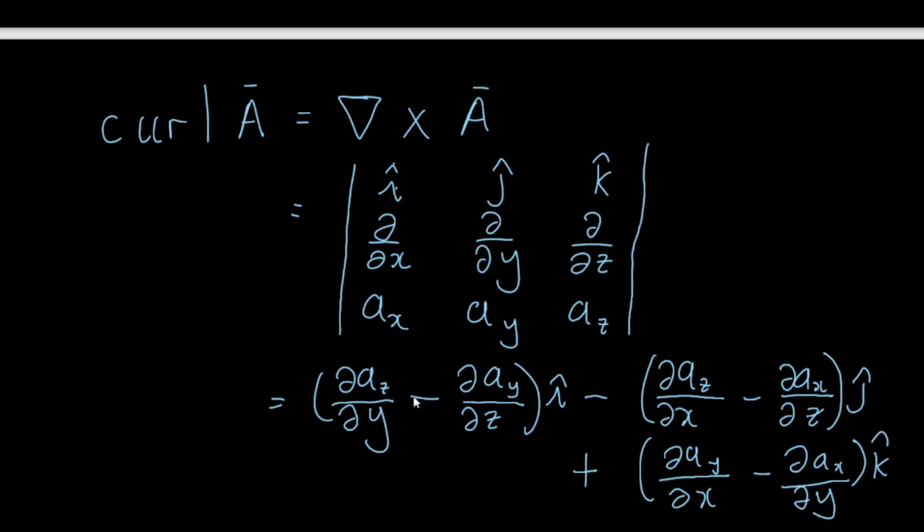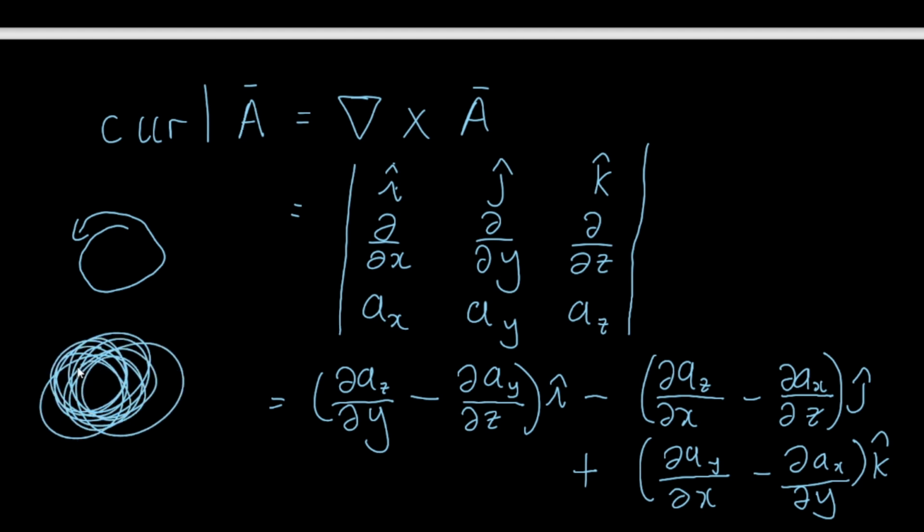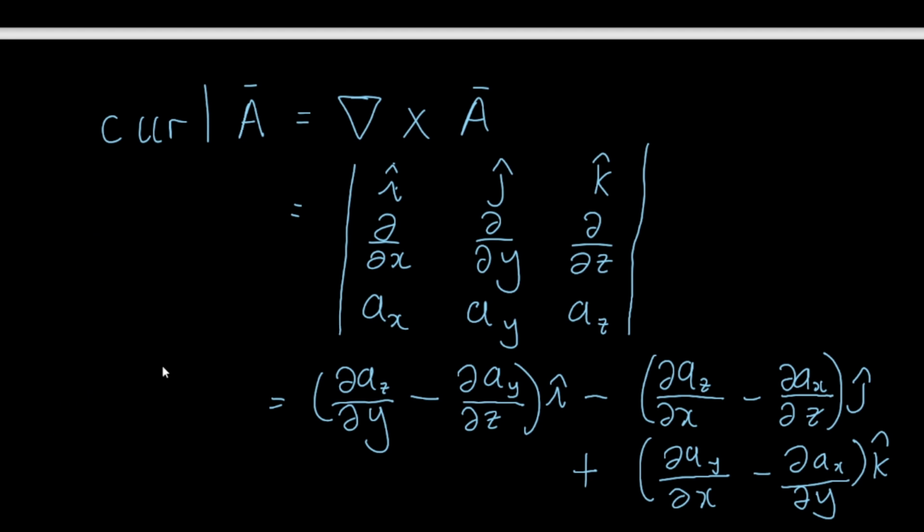So what is this actually telling us? What does the curl actually mean? In the same way that the divergence told us the extent to which vectors are spreading out in a certain direction, what does the curl tell us? Well, the curl tells us the extent to which a vector is actually rotating. If we think about a cup of coffee, if you stir the cup slowly, the liquid inside is moving in a slow manner. But if we swirl it fast, then it's moving much faster and its flow is much more turbulent.